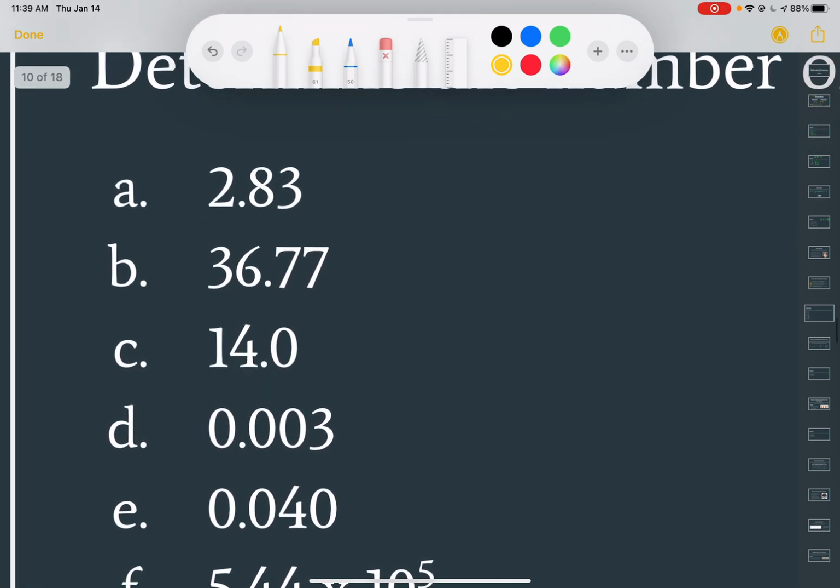Remember, the very first rule is that every number that's not a zero is significant. So in this one, we have no zeros. It's got to be 3: 2 significant, 8 significant, and 3. Again, there's no zeros in this one, so it must be 4. Really, all the numbers that are not zeros will always be significant. So the only rules you have to remember are where the zeros are and whether they're significant.